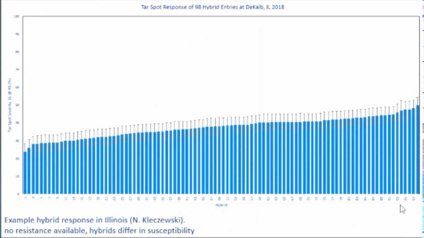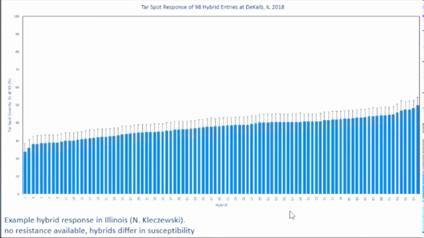Nathan Kluchevsky observed 98 hybrids of corn for response to tar spot, and they observed the ear leaf at R5 and assessed the percent cover of tar spot on those leaves. And you can see we range here from 25% cover to about 45% cover. So really what we're seeing here is no resistance. These hybrids really just vary in susceptibility.